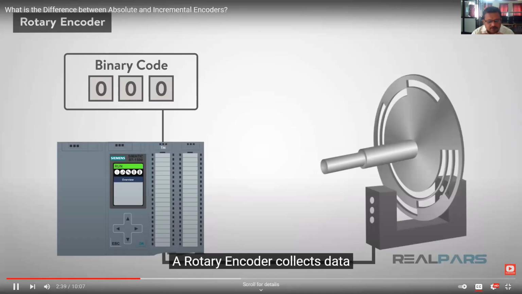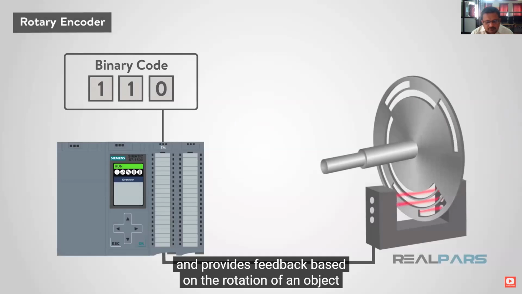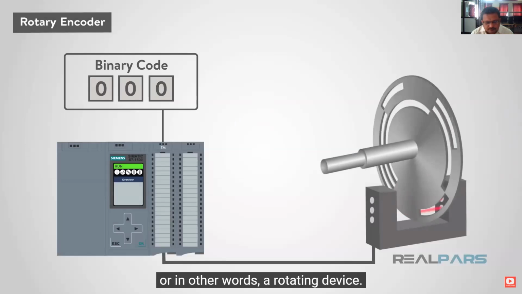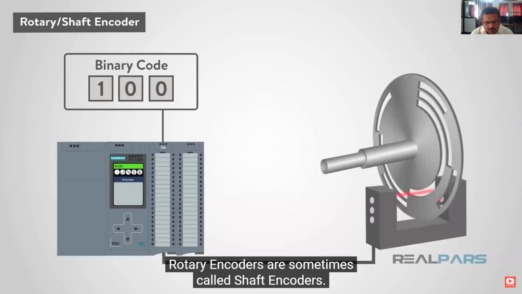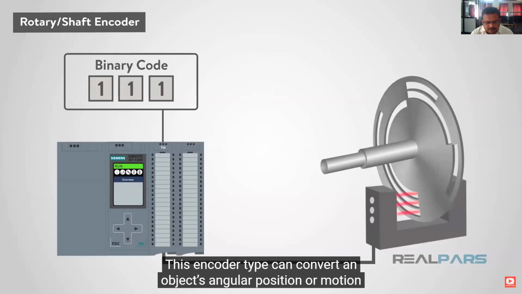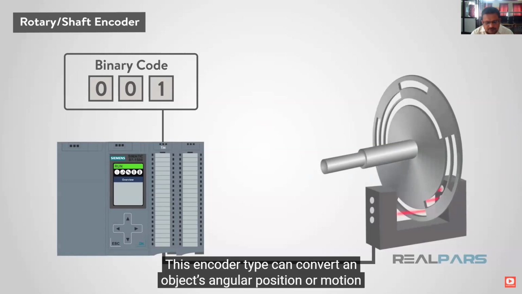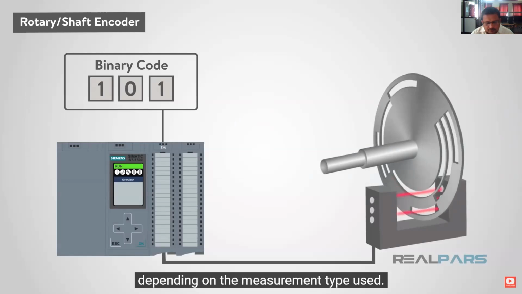A rotary encoder collects data and provides feedback based on the rotation of an object, or in other words, a rotating device. Rotary encoders are sometimes called shaft encoders. This encoder type can convert an object's angular position or motion based on the rotation of the shaft, depending on the measurement type used.